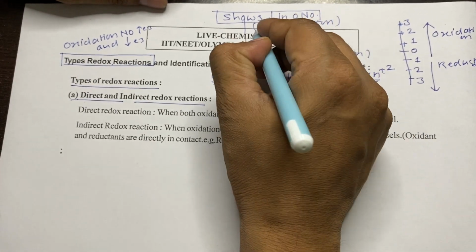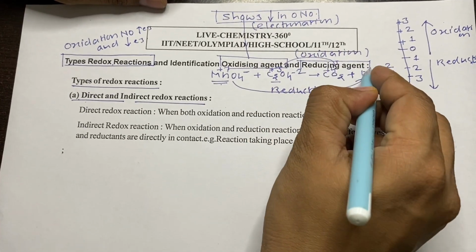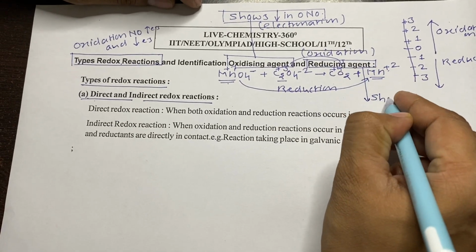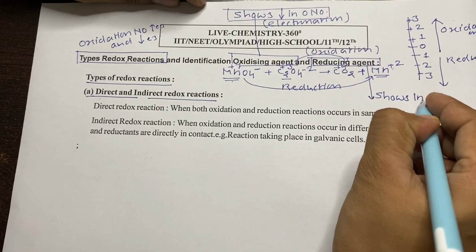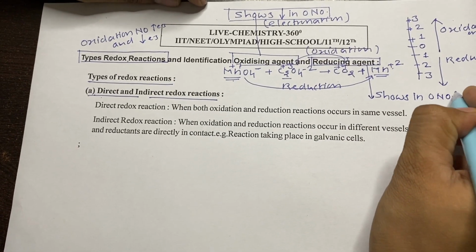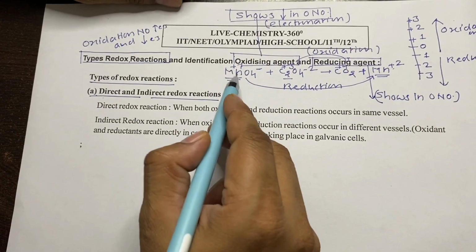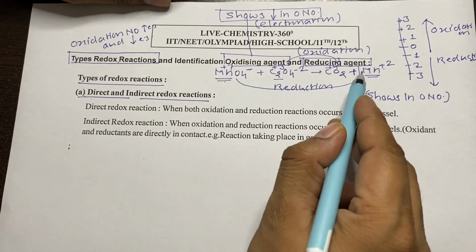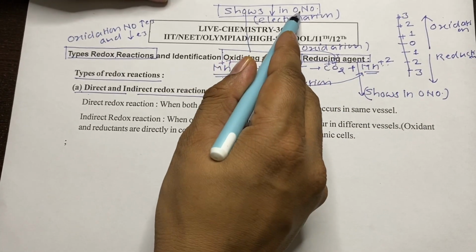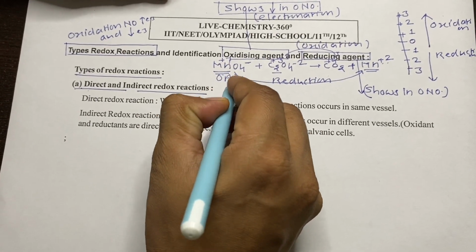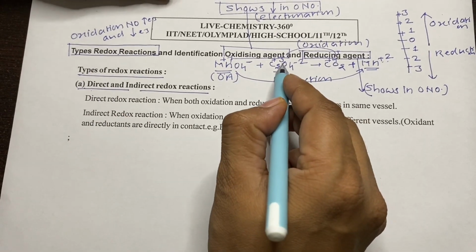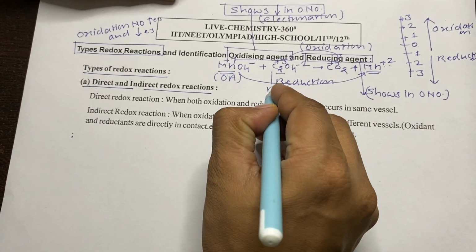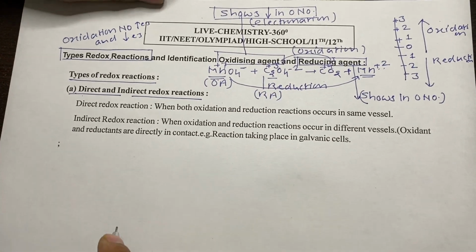meaning gain of electron. While the reducing agent, how can we define it? A reducing agent shows increase in oxidation number. So in this reaction, there is a change in the oxidation number of manganese from +7 to +2. So it is showing decrease in oxidation number, so MnO4 minus will act as the oxidizing agent. While the change in oxidation number of carbon is from +3 to +4, so it is showing increase in oxidation number, so it will act as a reducing agent.